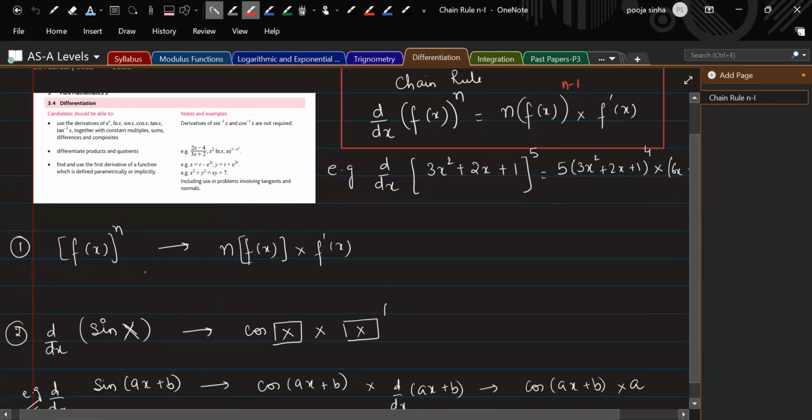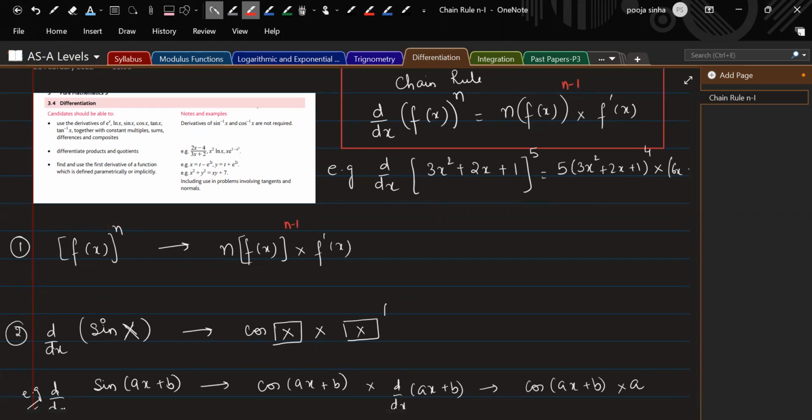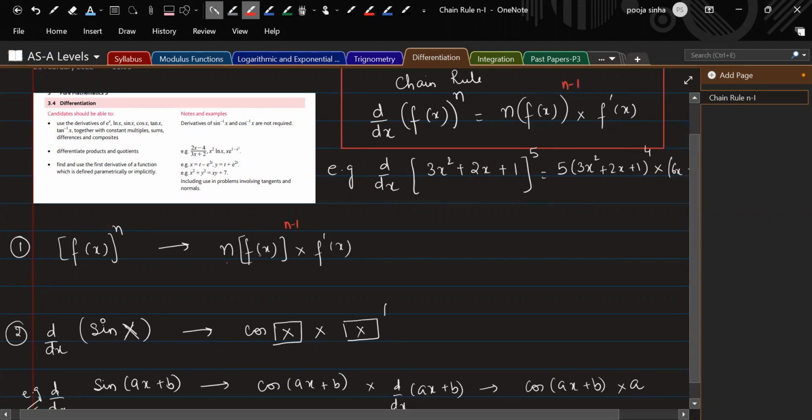So what we are writing here, this is the power. Power comes down. So I have forgotten to write here n minus 1. And then this n comes down, f(x) becomes n minus 1. And then you also differentiate that f(x).